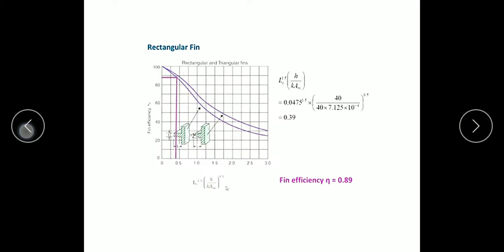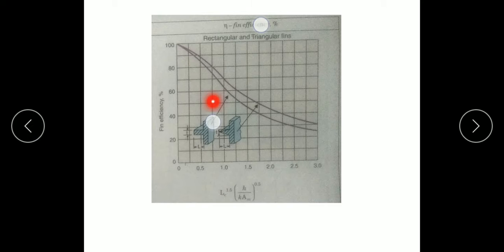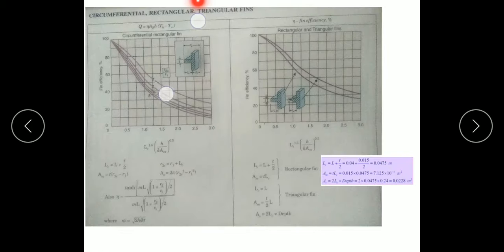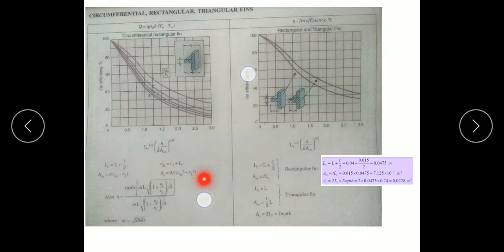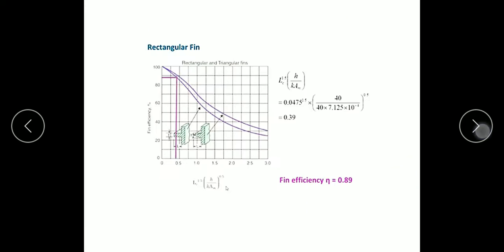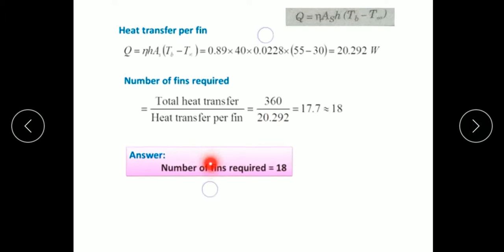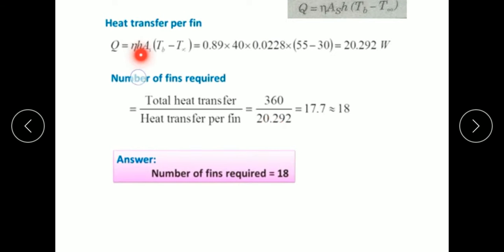So next we are going to find the heat transfer per fin. So this equation is given in the graph. So you can see from over here, that is Q is equal to eta into A into h into (T_B minus T infinity). So this is the equation used to find the heat transfer. So Q is equal to eta into h into surface area into its delta T. By substituting, we can find the heat transfer. Q is equal to 20.29 watts.